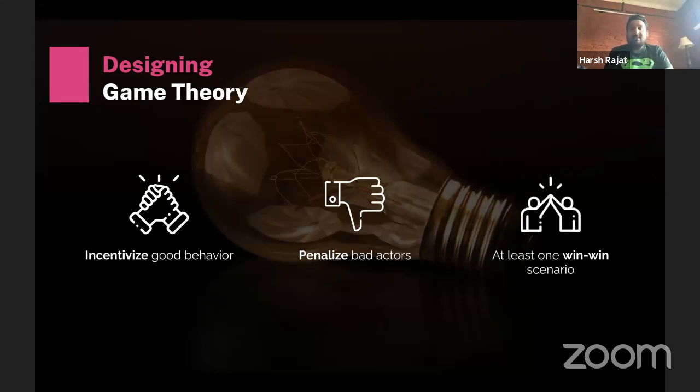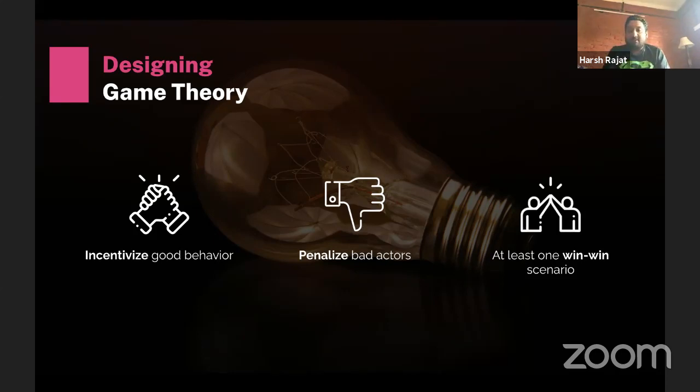So yeah, that's the second aspect of game theory which you need to keep in mind. And the last one is ensuring at least one win-win scenario. This is very important. Again, example with the organization. The organization wins if their job is done, if what they want to achieve, they are able to achieve that, and they can only achieve that through you as their employees.